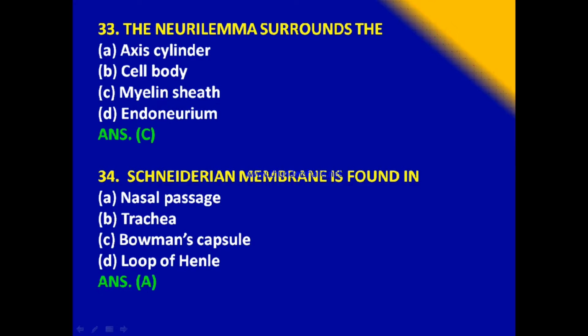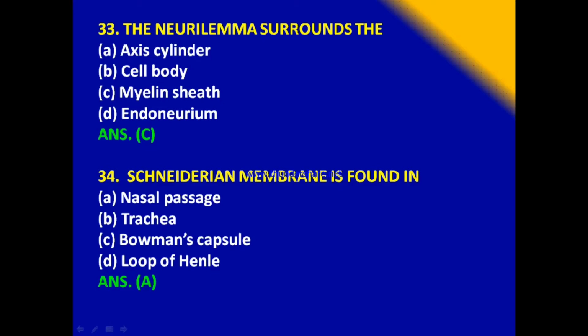And why is this membrane so named? Because it is named after the scientist Conrad Victor Schneider, who was a German physician from Wittenberg, Germany, and he discovered this membrane in 1660. So according to his name, this membrane is known as Schneiderian membrane, and this membrane is located in the nasal passage or nose, which acts as the olfactory receptor.